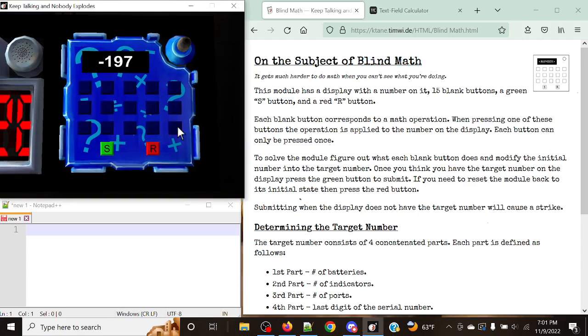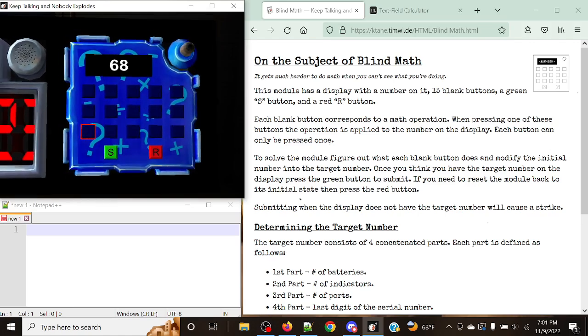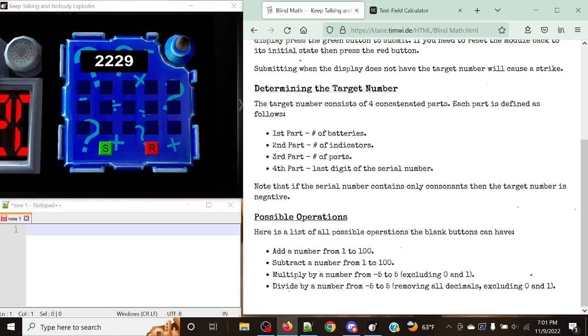It could be a wide variety of different things, which can go from negative, to positive, adding, subtraction, multiplication, and division. It can be these four possible operators. So here's a list of all the possible operators that the blind buttons can have. Add a number from 1 to 100, subtract a number from 1 to 100, multiply by a number in the range of -5 to 5, excluding 0 and 1, and divide by a number from 5 to -5, removing all decimals, excluding 0 and 1. So it's going to be everything except those two numbers. In both cases of multiplication and division, it's either going to be 2 or greater, or -2 or less, as you would think about it.